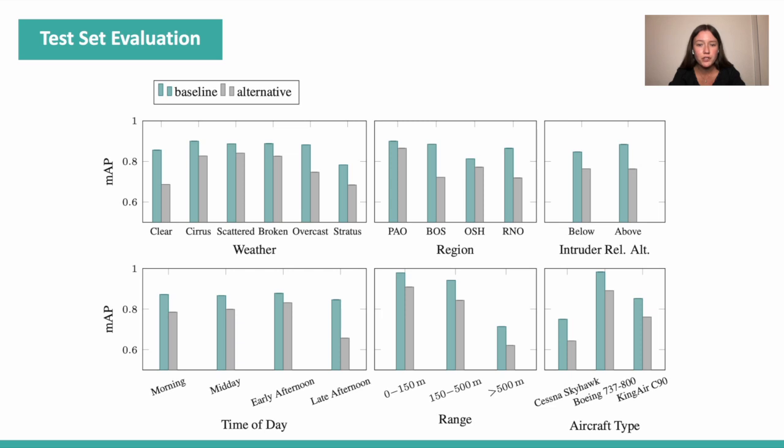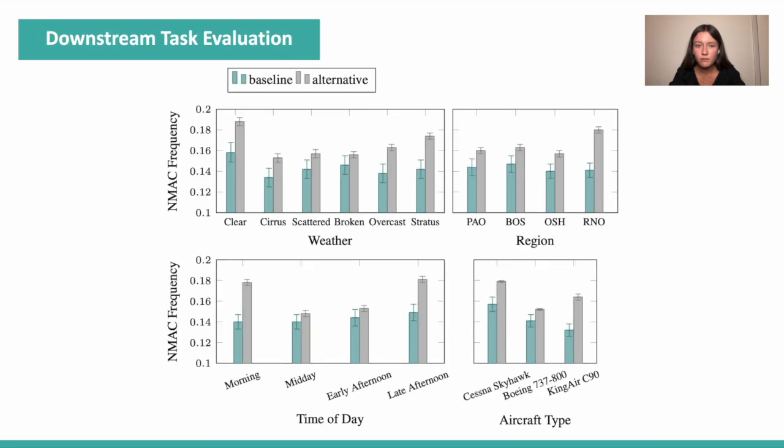We also see that for the alternative model, which was only trained on images from Palo Alto, there was a significant drop in performance for the other locations, for which the baseline model performed more consistently. Over 8,640 simulated encounters, we found that the baseline model results in far fewer near-midair collisions than the alternative model, again demonstrating the importance of training detection models like this on a wide range of conditions.